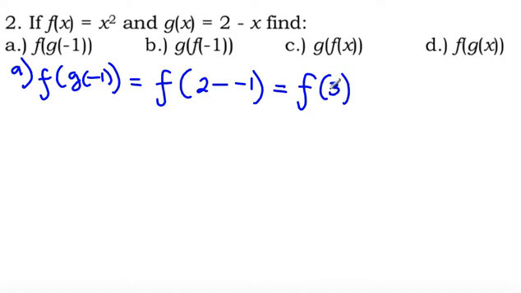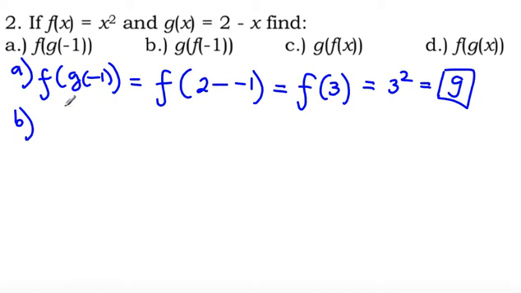So once I get 3, now I have to continue with function f. And I need to look for the image of 3 according to the rule of function f. So in this case, I have to substitute 3 into the formula of function f. So then I will get 3 squared, which is 9 as my end result.